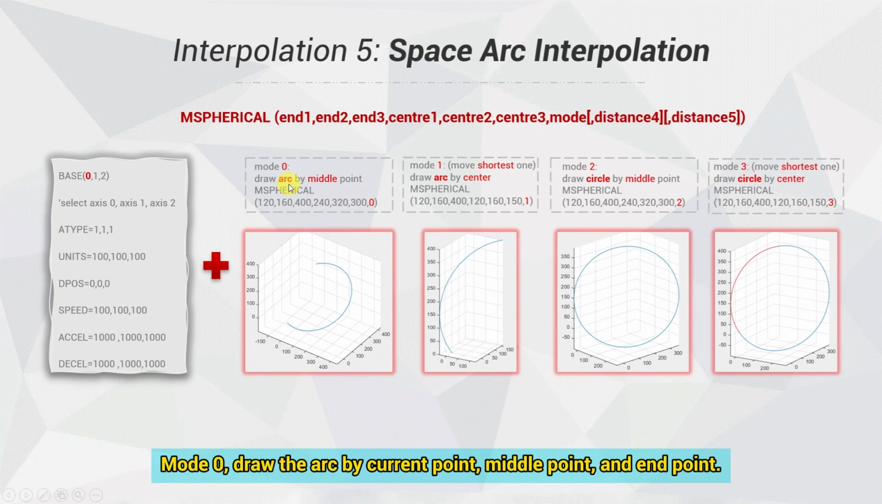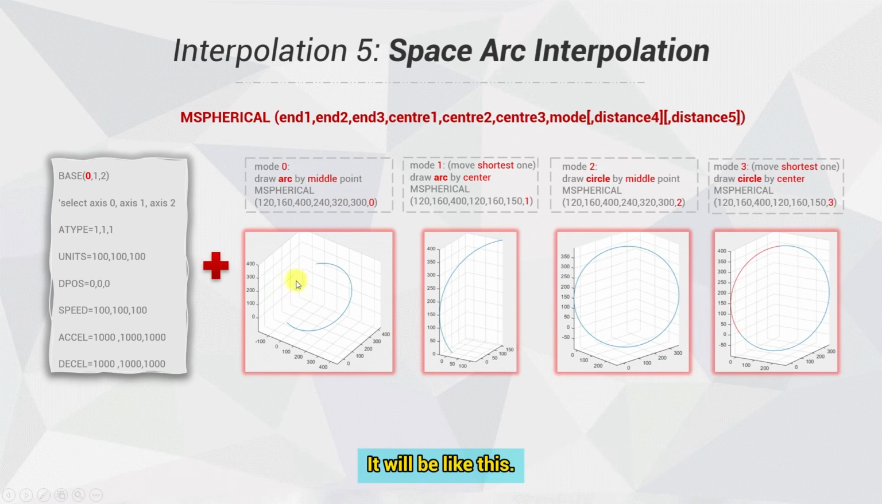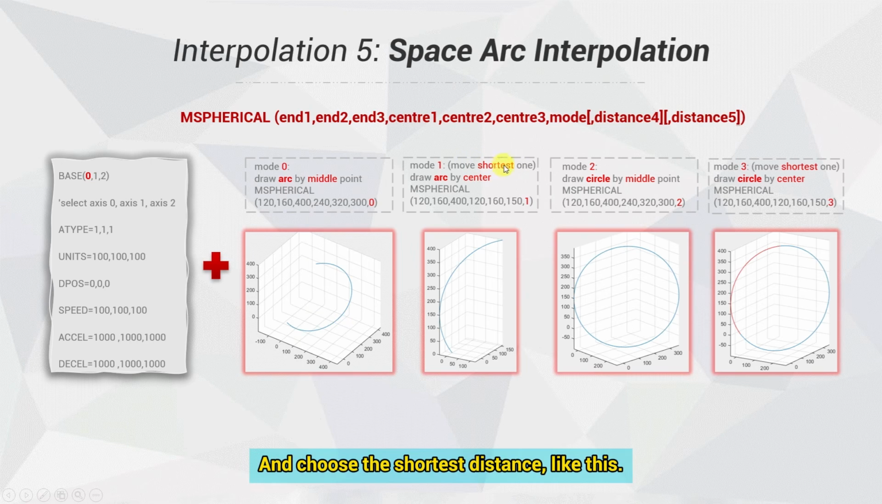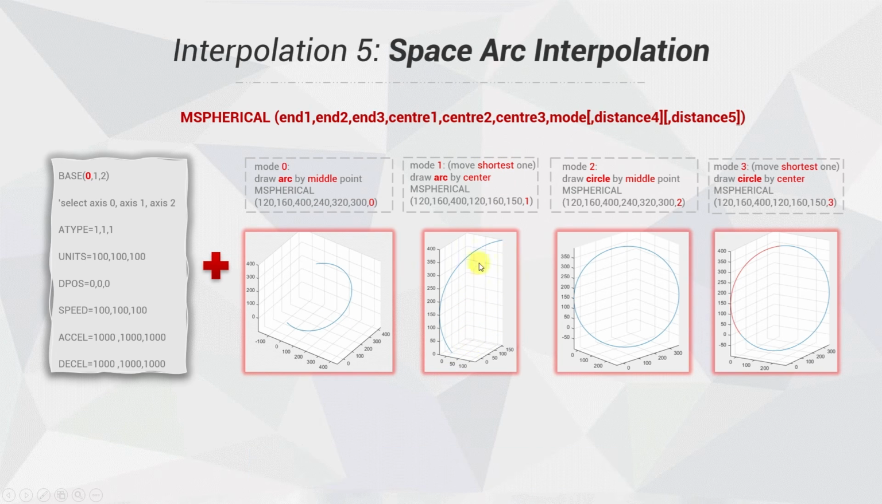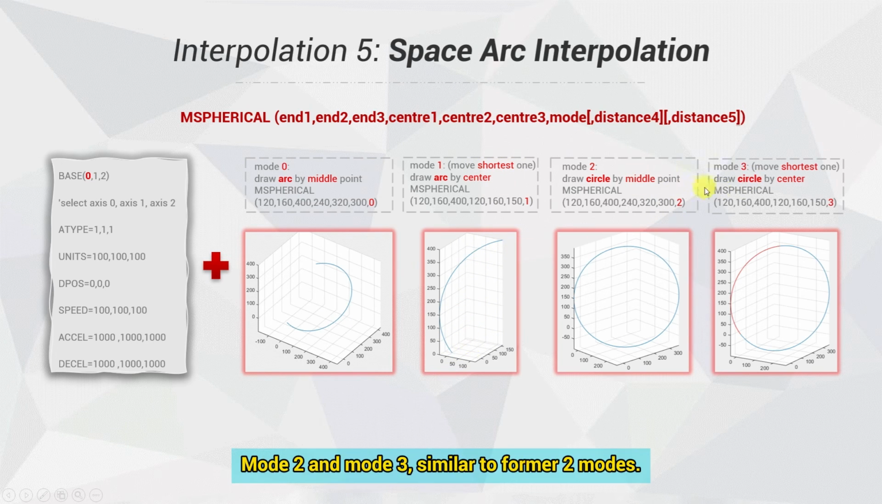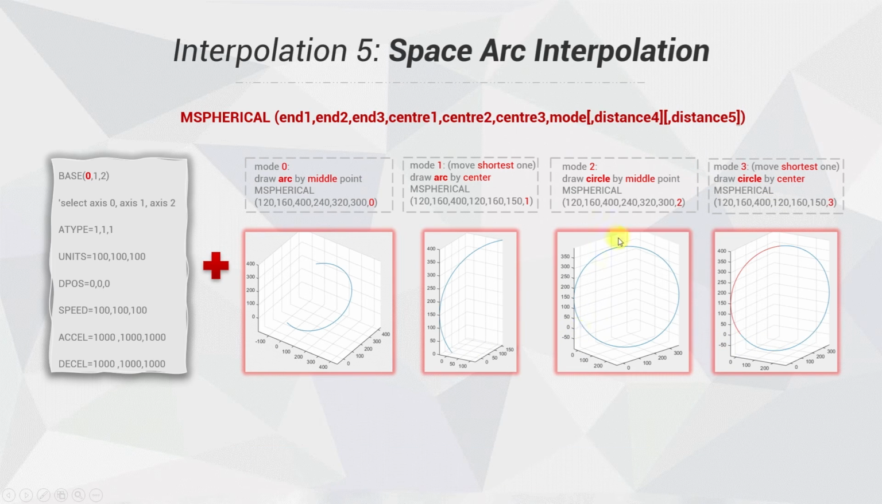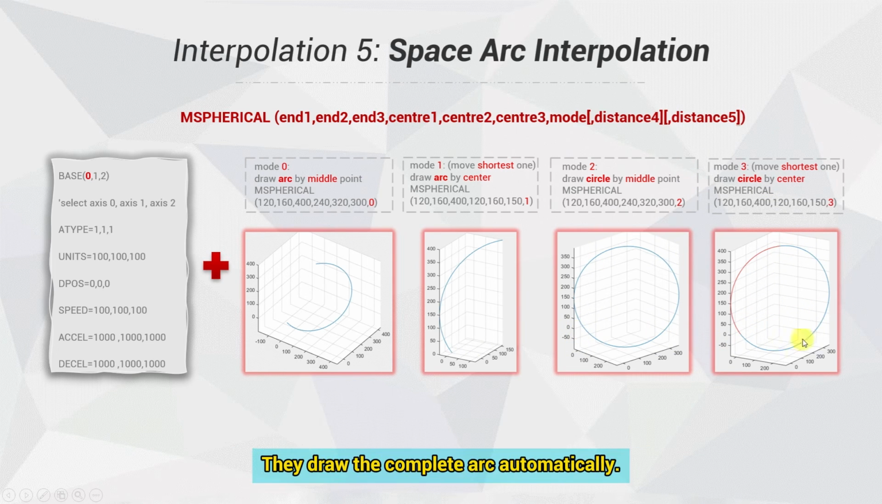Mode 0, draw the arc by current point, middle point, and end point. It will be like this. Mode 1, draw the arc by circle center. And choose the shortest distance, like this. Mode 2 and Mode 3, similar to former two modes. They draw the complete arc automatically.